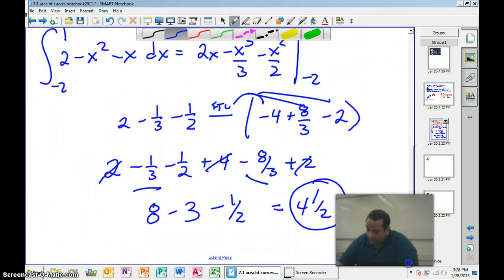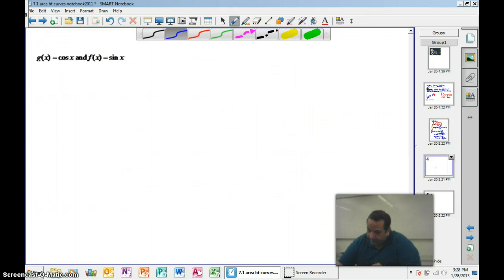Okay? Let's continue. Let's do 2 more. I got 2 more here for you. I have cosine and sine. Do you really want to go and graph these and find out? Well, I have to tell you from where to where. So they cross each other, I think, more than once. So they're cyclic functions. So let's go 0 to 2 pi.